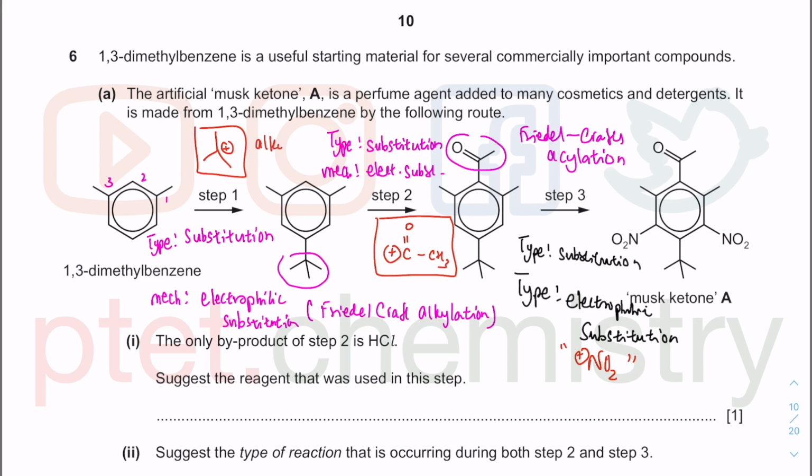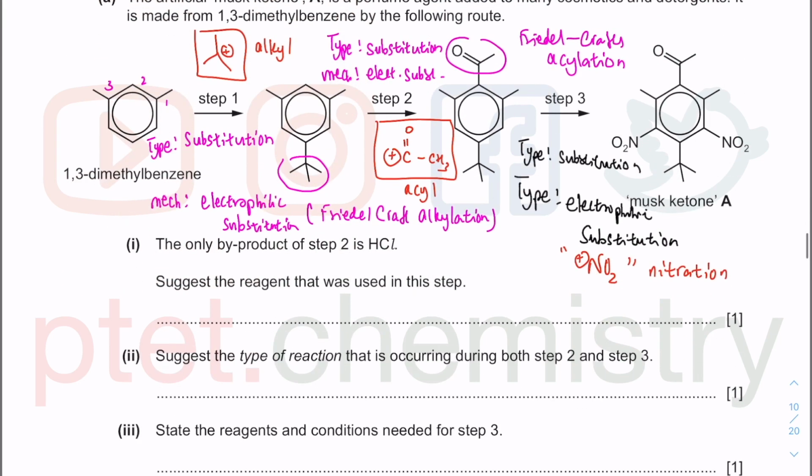This is alkylation. This is acylation. This is nitration, nitro group. Now, the only byproduct of step 2 is HCl. That is because you kick out the H+, and then you kick out the Cl- from the acyl chloride.